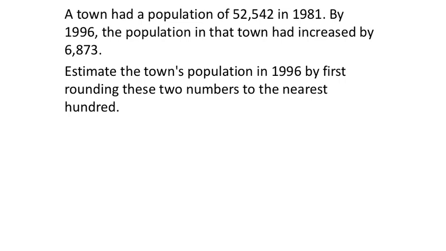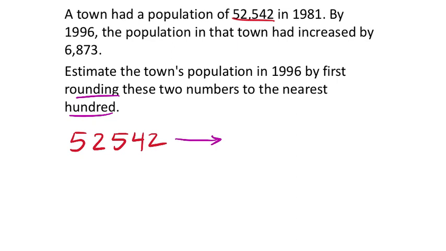So on this one, just like with the problems we've done before with estimation, we have to estimate first. We have to round first. Rounding, it says we got to round to the nearest 100. So I'm going to take our first value, that's the population in 1981, 52,542. Let's take a look at that, 52,542. And we're going to round this to the nearest 100.